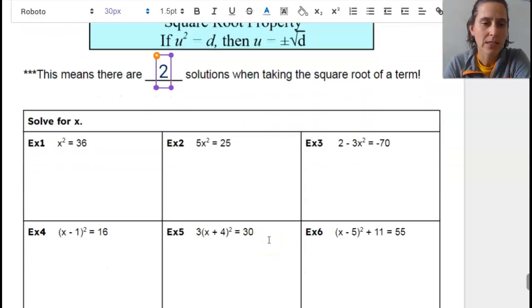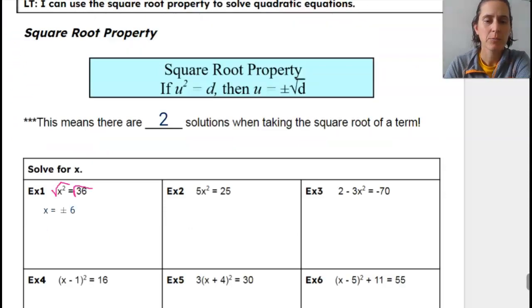So if we take a look at our first example, we have x squared equals 36. We just take the square root on both sides, and your answer would be plus or minus 6. In example number 2, we're going to divide by 5 on both sides, then take the square root of it. So the square root of 5 would be square root of 5, and because we took the square root, it would be plus or minus square root of 5.